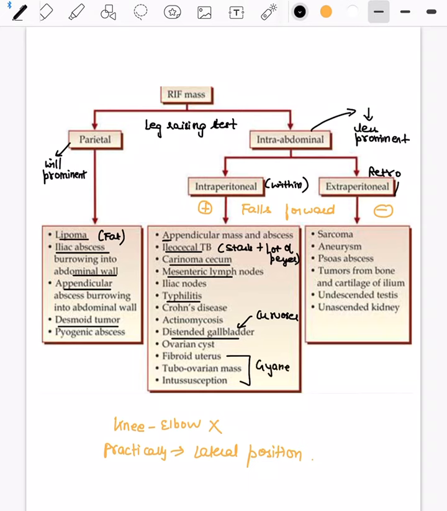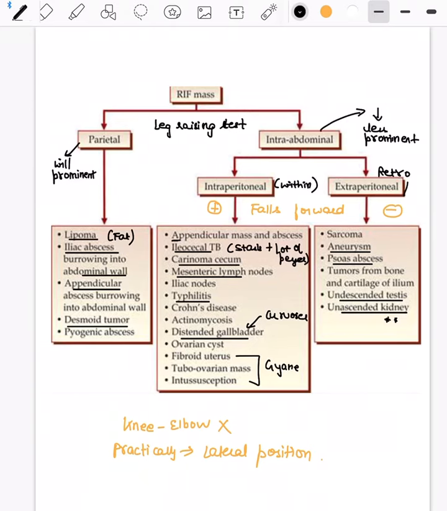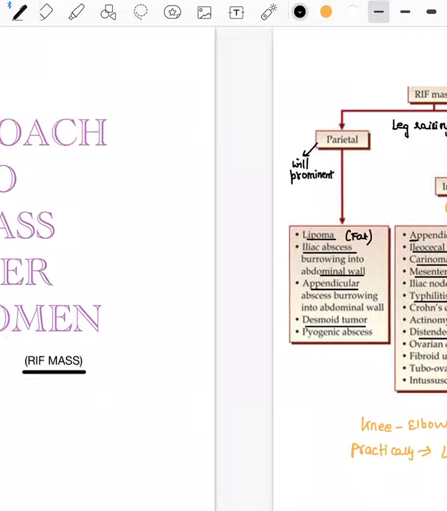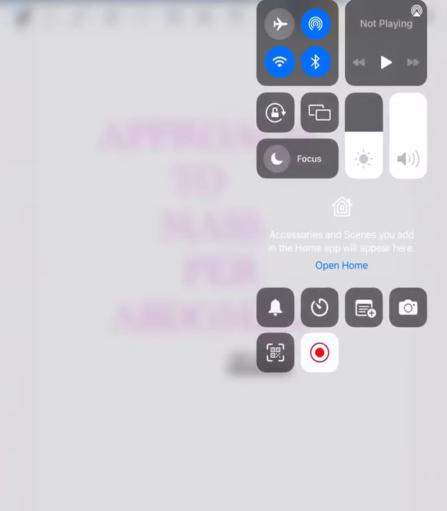Now coming to the retroperitoneal mass. What are the structures in the retroperitoneum? You have muscles like the psoas muscle, so a psoas abscess can occur. You have arteries, the aorta and other arteries beneath it, so an aneurysm may happen. And this is one of the most famous differential diagnoses: when you are examining a 10 or 12-year-old child and see there is only one testis and the other scrotum is empty, it may be a case of undescended testis or kidney. So this basically sums up how you approach a case of mass, and more specifically a right iliac fossa mass.